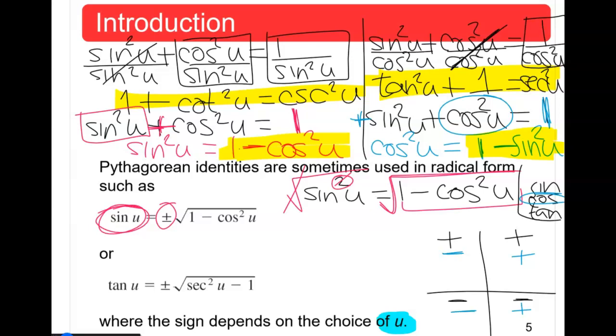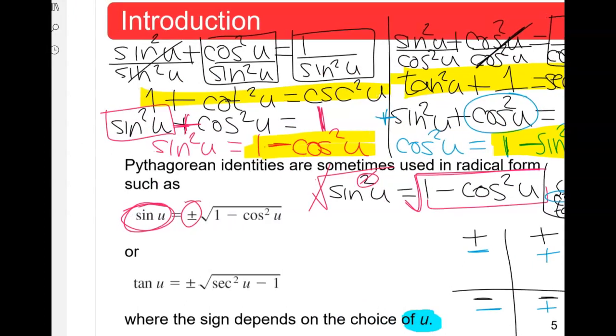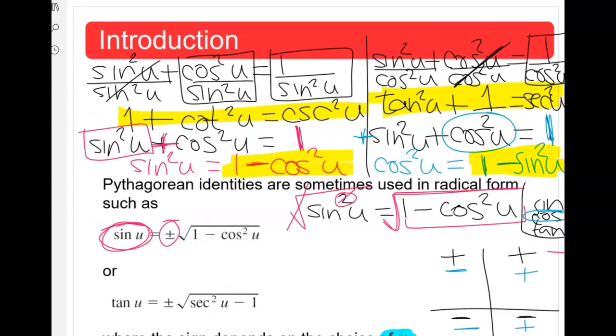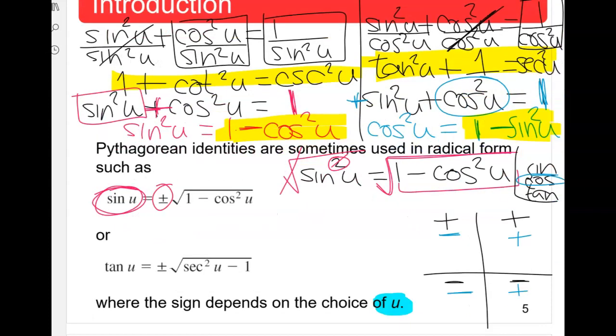And finally, for tangent, remember how tangent is the ratio of sine and cosine. So if you divide two positives, you will get a positive, so tangent will be positive in quadrants 1 and also 3. Because if you divide two negatives, you get a positive. And it will be negative in quadrants 2 and 4.